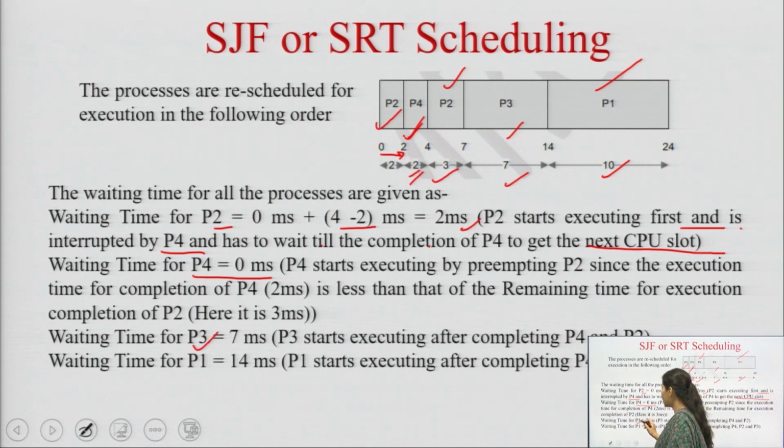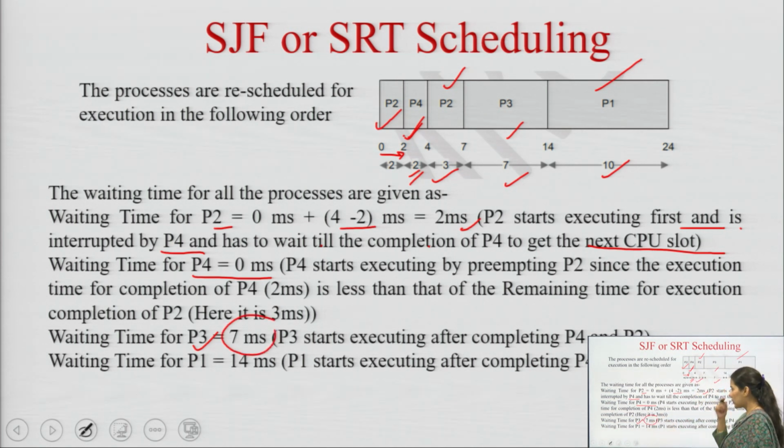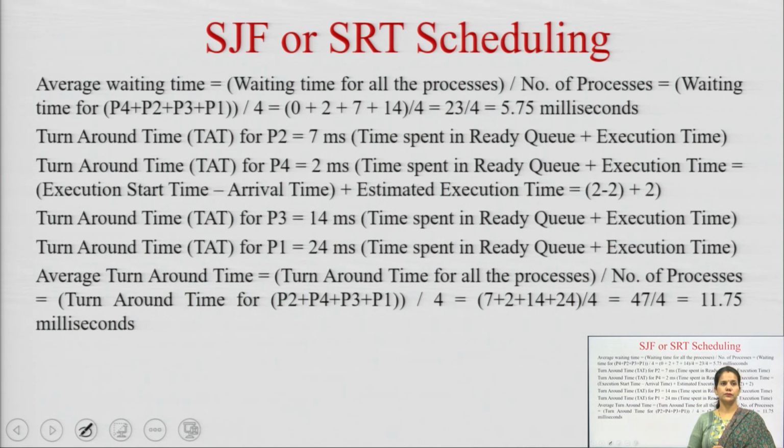Now, the waiting time for P3 is the execution time of P4 plus the execution time of P2. So, that is total of 7 milliseconds. Waiting time for P1 is the execution time of all the processes, that is P2, P4 and P3. So, in this way the total is 14 milliseconds. So, this is the total waiting time for P1.